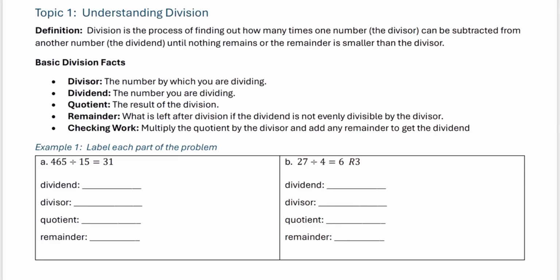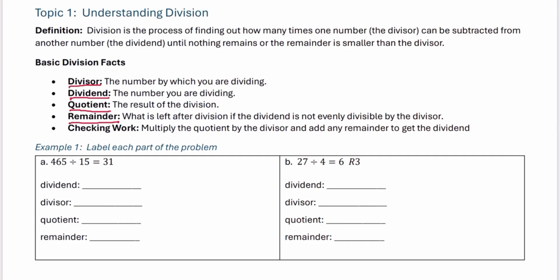Here are some basic definitions. The divisor is the number by which you are dividing, the number doing the division. Then we have the dividend. This is the number you are dividing. The quotient is the answer or the result after division.